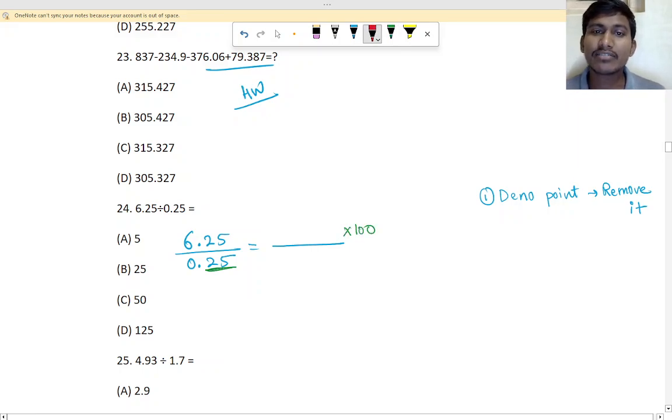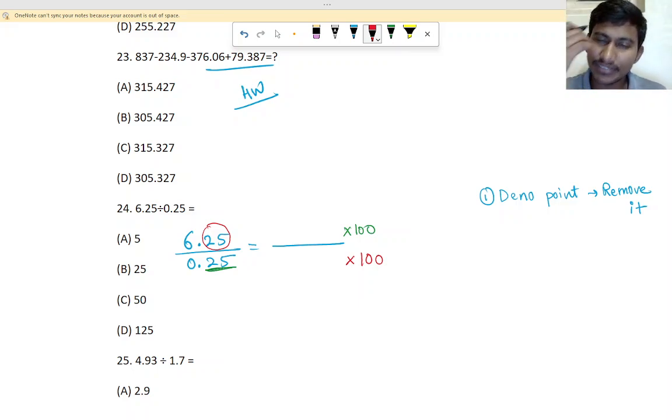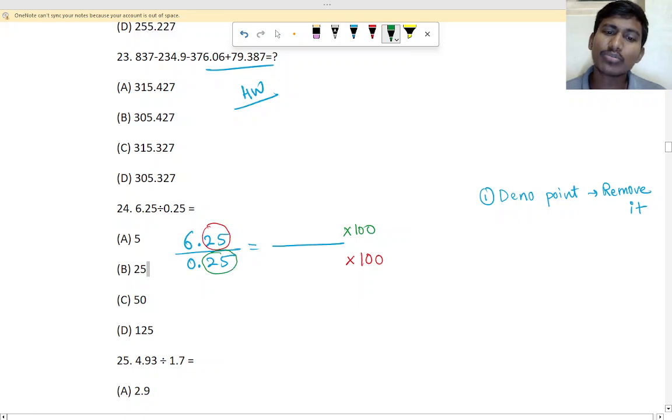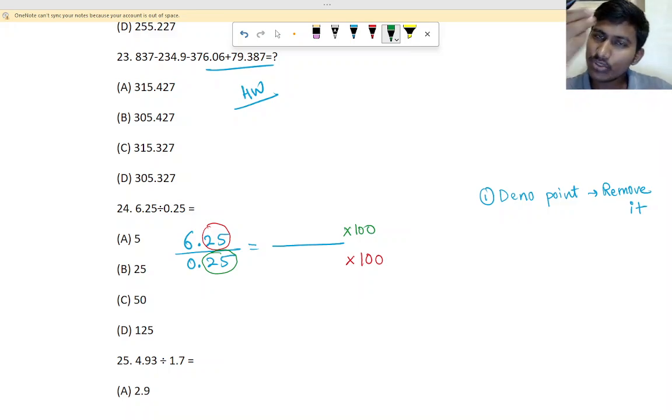Okay, and there are how many decimal places here? 2 decimal places. So I will be multiplying it here in the denominator, opposite. If it is in numerator, we have to multiply with the denominator. If it is in the denominator, we have to multiply with the numerator. Understand? So if 2 decimal places are there in the bottom, multiply in the numerator. Understand? Okay?